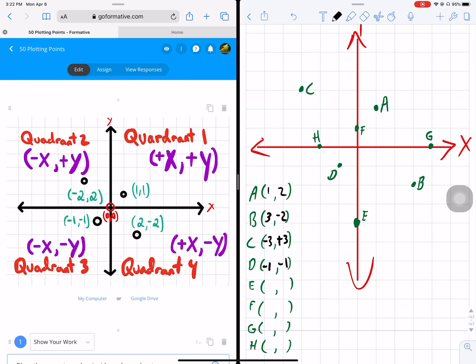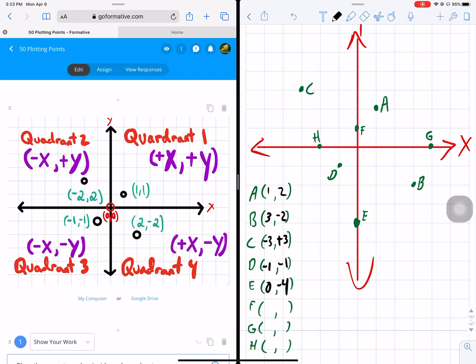Find E, start at 0. E is just right here, so we're just going to count straight down, which means if I didn't have to move left or right, and all I'm doing is going straight down or straight up, then the X is going to be 0, because I don't have to do anything. But the Y is 1, 2, 3, 4. It's negative 4, because I went down.